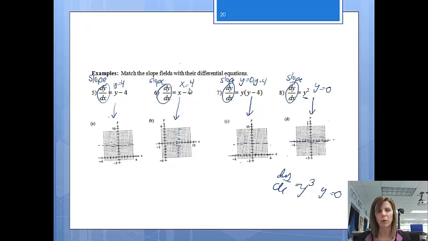So if the original hint that I used didn't work, then we can actually start testing individual points to see which ones might match up. But hopefully now you can match slope fields with their differential equations.